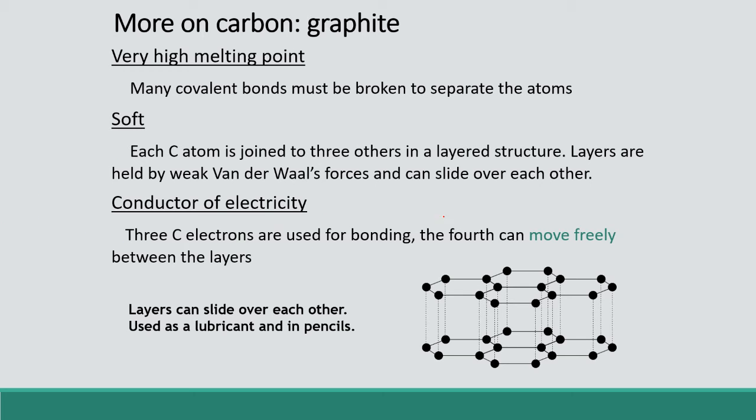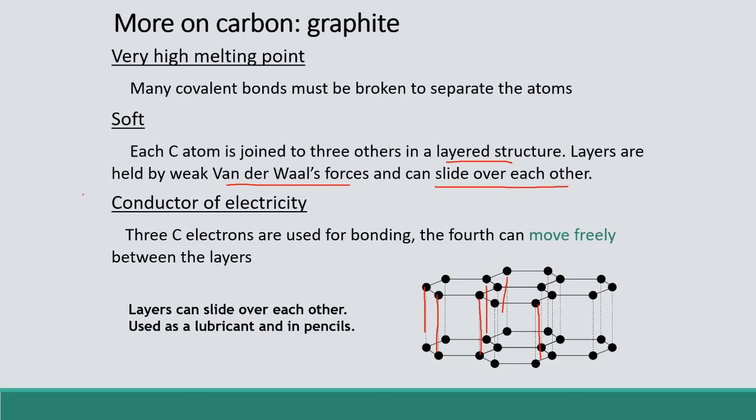However, it is quite soft because you've got this layered structure, and between the layers are weak intermolecular forces, also known as van der Waals forces. You might see that name come up. We say weak intermolecular forces between the layers, and the layers can slide over each other. So that makes graphite quite soft. If you think about why it makes a good material in your pencils.